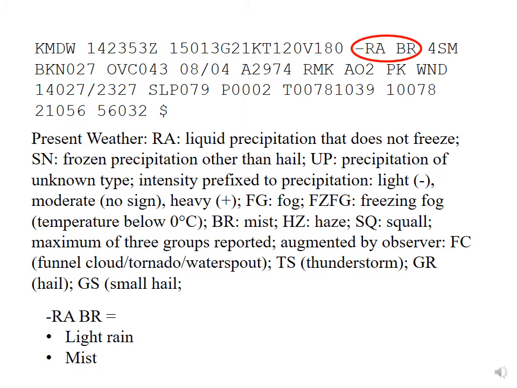So in this case, we have the identifier, in this case rain, RA, and then we can have a plus, a minus, or no sign. So a minus would be light rain, no sign out in front would be moderate rain, and a plus out in front would be heavy rain. And then we have BR, which is mist, which is different than drizzle.